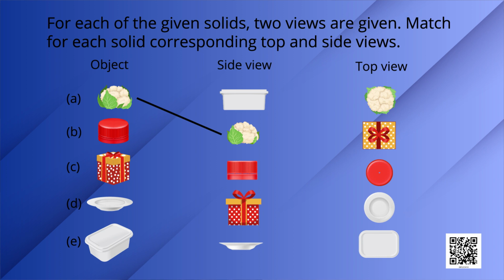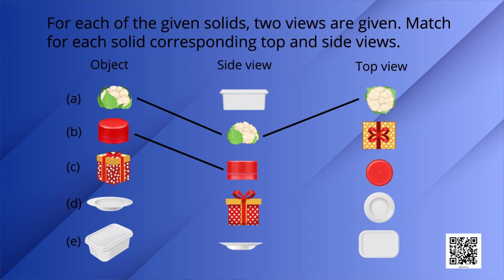And what will be its top view? Its top view is given at the first part of the third column. So we match the second part of the second column with the first part of the third column. Children, which is the next picture? The next picture is that of a bottle cap, and we want to match it with its side view. So here in the third part, its side view is given. So here we match the B part of the first column with the third part of the second column.